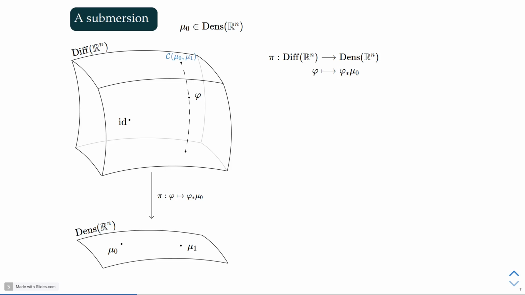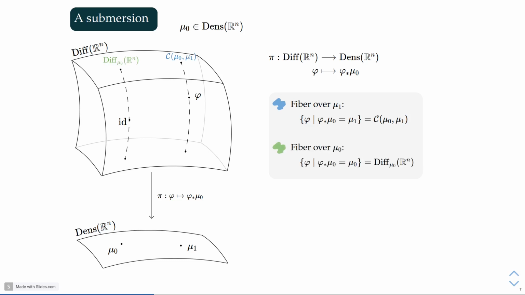So I'm going to introduce a map pi from diffeomorphisms to the densities. It's going to take a diffeomorphism phi, and it's going to give phi push mu O, where mu O is a fixed reference measure. So let's look at the fibers of this map. The fiber over mu1 is the set of phi that sends mu O onto mu1. So this is exactly the feasible maps. And the fiber over mu O is the diffeomorphisms that send mu O onto itself. So it's the volume preserving diffeomorphisms.